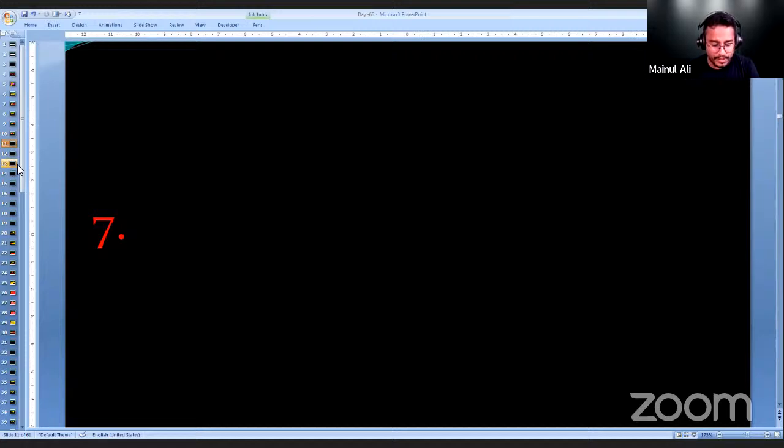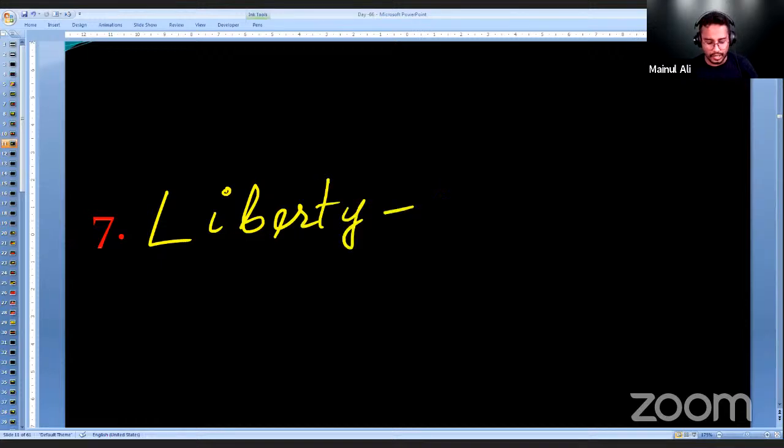Okay, the word, maybe you know this word, it's very simple, but still let me write it down. Liberty. Okay, liberty. What is the opposite of liberty? Write it down, everybody. What is the opposite of liberty?